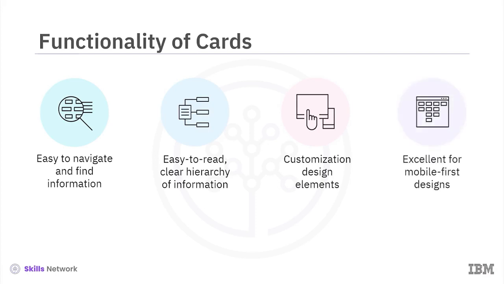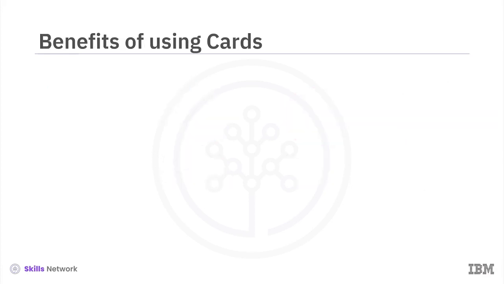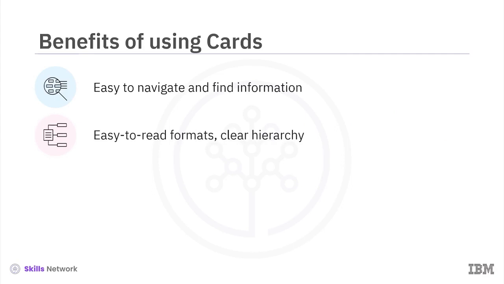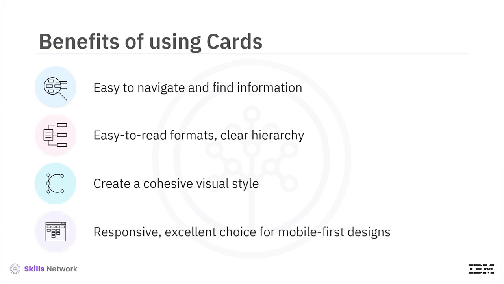Cards are an excellent choice for mobile-first designs, as cards facilitate responsive design for mobile and desktop devices. Cards in Figma improve user experience by making it easier to navigate and find information. Easy-to-read formats and a clear hierarchy of information helps distinguish between various types of content and actions. Cards help customize design elements for a cohesive visual style. Cards facilitate responsive design for mobile and desktop devices, making them an excellent choice for creating mobile-first designs.